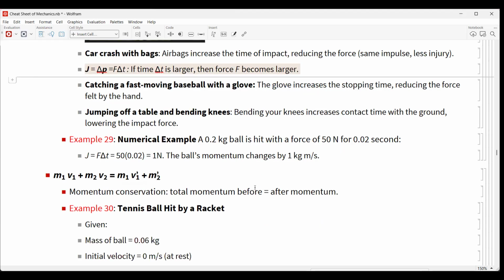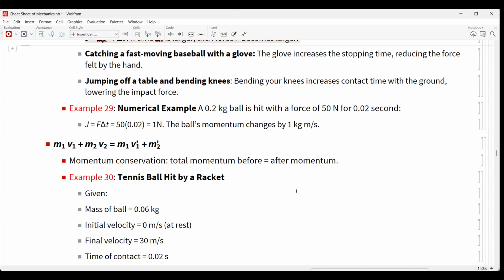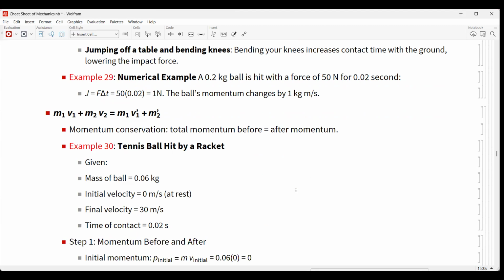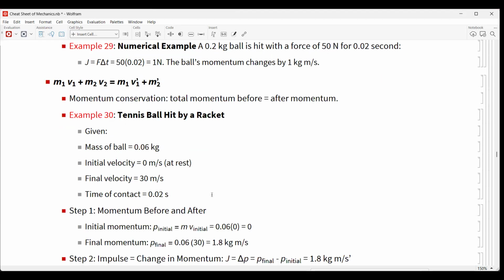So, momentum conservation: the total momentum before is equal to the total momentum after collisions. So we have a tennis ball hit by a racket. The mass of the ball is 0.06 kilogram. Initial velocity is 0 meters per second, at rest. Final velocity is 30 meters per second. Time of contact is 0.02 seconds.